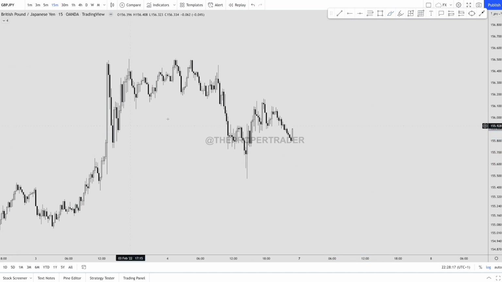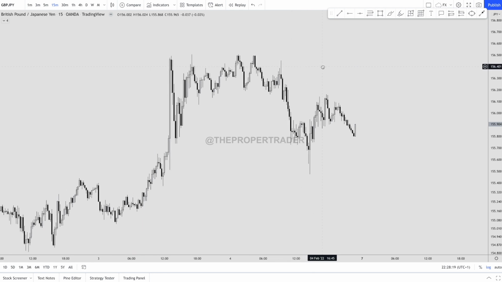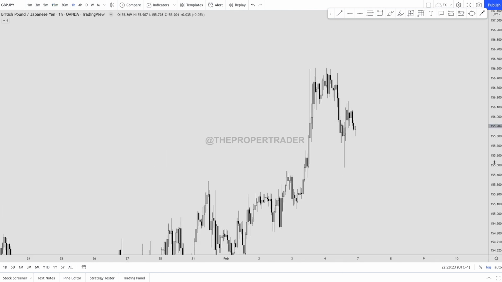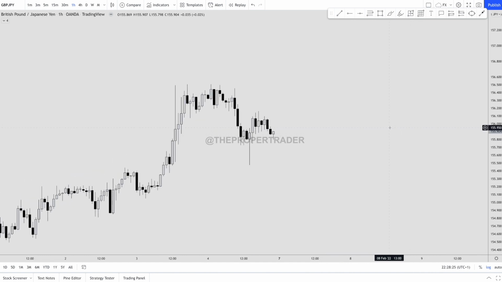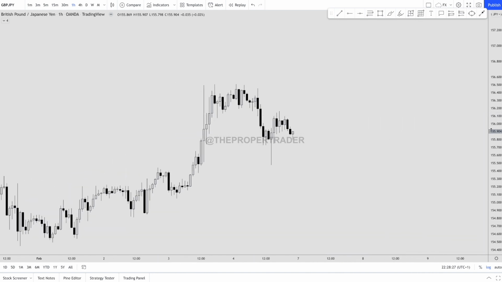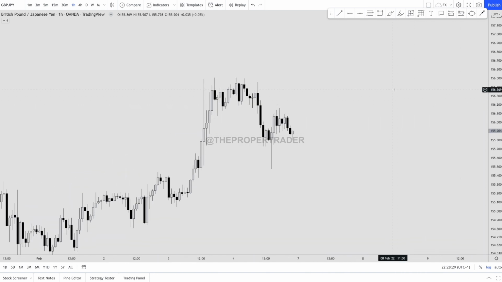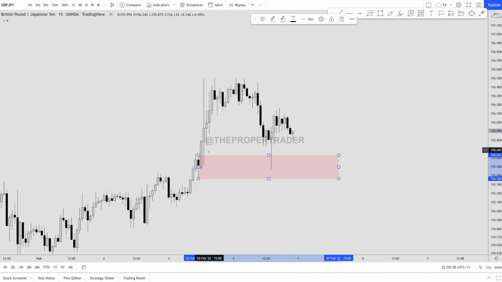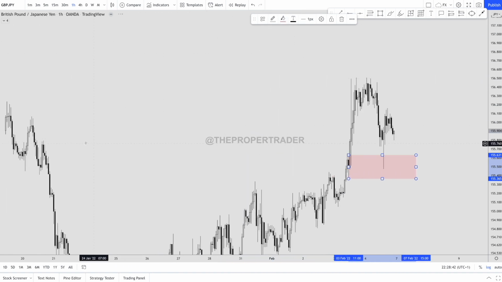So I will show you some example on GBP, GPY. So the first thing you have to do when you go to your charts is to identify which blocks are mitigated and which blocks aren't mitigated. For example, right over here, we got a 50% body candle with a good leg out. So this is a valid zone for me. We broke that structure. So this is a good zone.